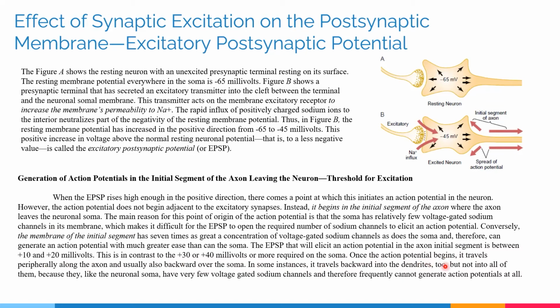Once the action potential begins, it travels peripherally along the axon and usually also backward over to the soma. In some instances, it travels backward as far as the dendrites, but not into all of them because they, like the neuronal soma, have very few voltage-gated sodium channels and therefore cannot frequently generate action potentials at all.